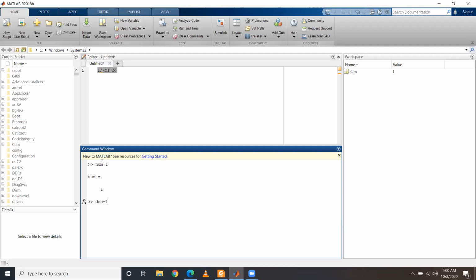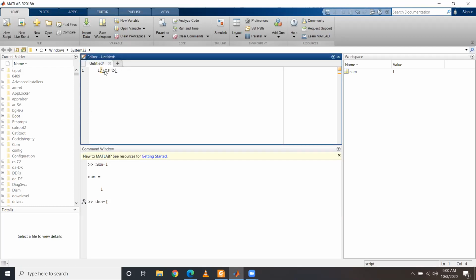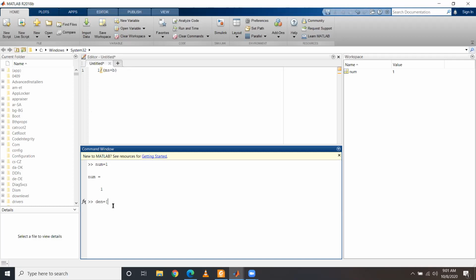Yes, sir. And the denominator, you have to write a matrix consisting of the coefficients of S in decreasing powers of S. So basically this MS+B is M into S to the power 1 plus B into S to the power 0, right? Because S to the power 0 is 1. Yes, sir. So you can consider the coefficients in decreasing powers of S to be M and B, right?